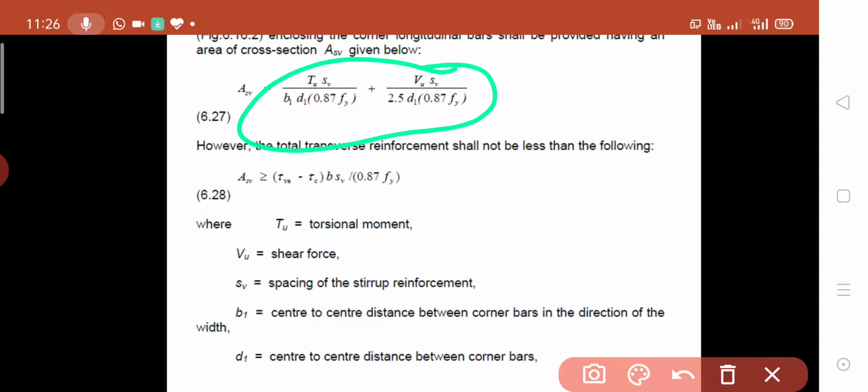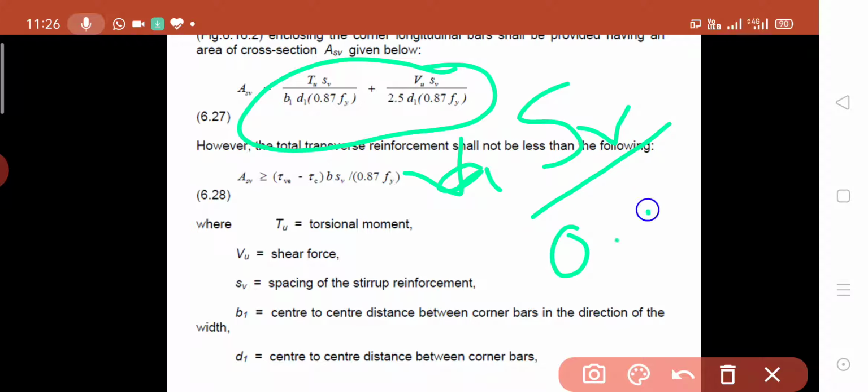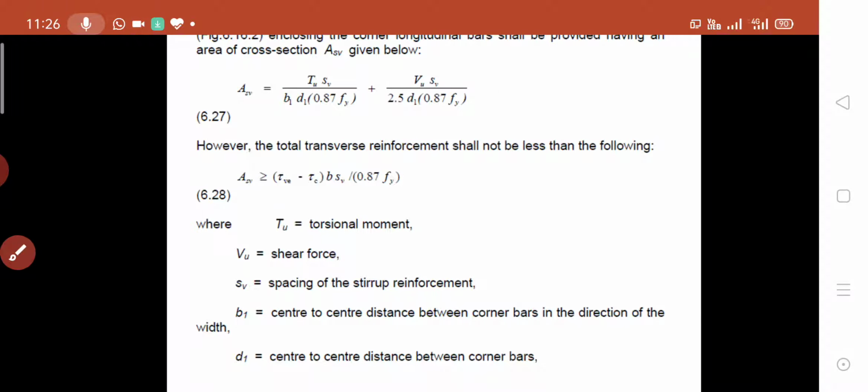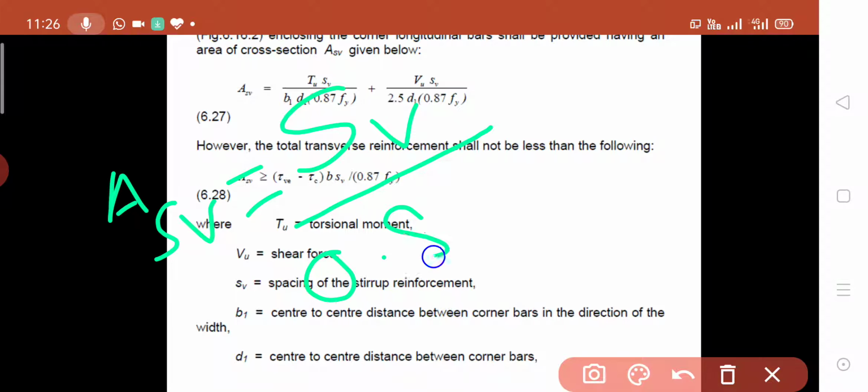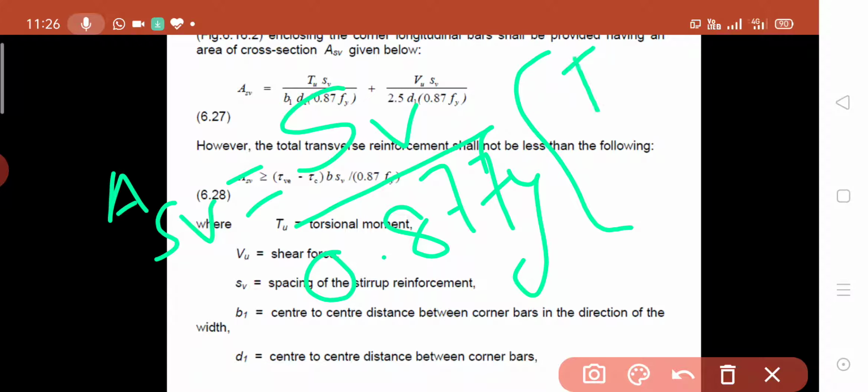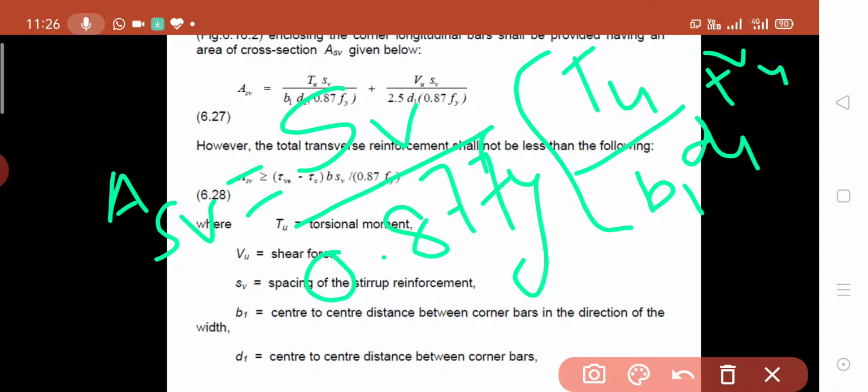This formula we can also write as ASV equal to Sv upon 0.87 fy, bracket Tu upon b1 d1 plus Vu upon 2.5 d1.